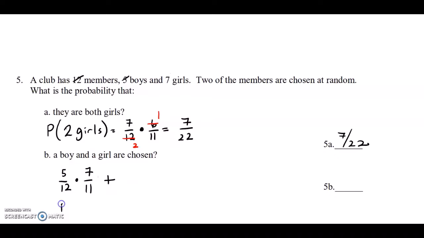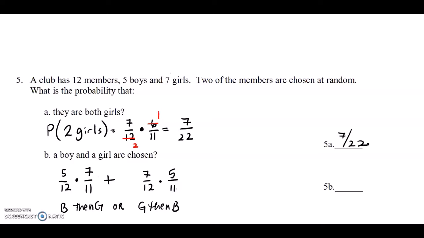Or if we draw boy, then girl, we could do a girl, then boy. It didn't say that the order mattered. So now, starting from scratch, if I draw the girl first, that would be 7 out of 12. And then if I draw a boy, I still have 5 boys to choose from, but there's only 11 people now.